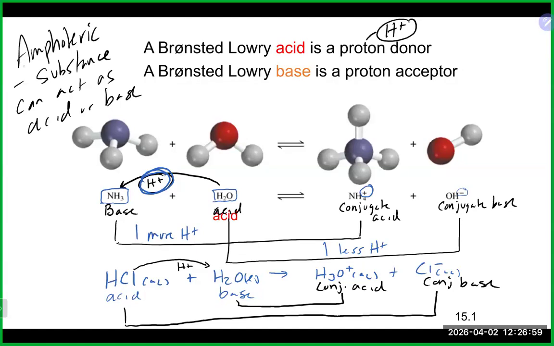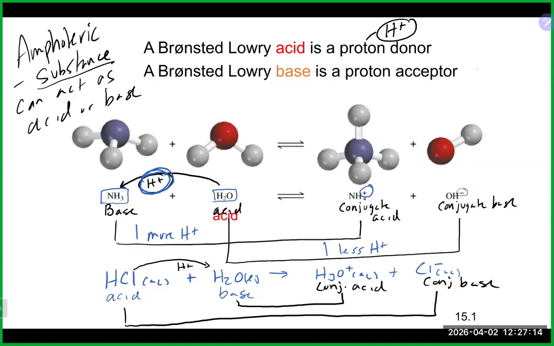Top left, an amphoteric substance. An amphoteric substance is a substance that can act as an acid or a base. There are other ones. So, water is an example that could do that.